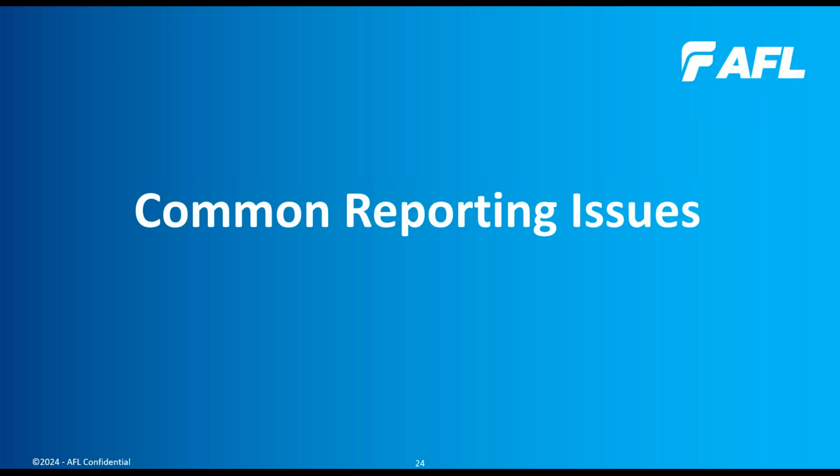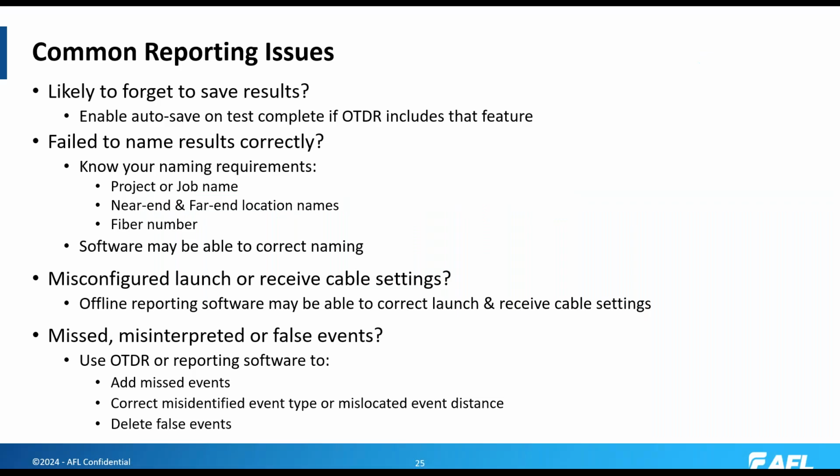So I'll start to wrap up here with common reporting issues. Did you forget to save your results? If that's a likely problem for you, enable autosave so that every time a test completes, the OTDR will automatically save the results into a folder that is under your control, and auto increment the fiber number so that your next test doesn't overwrite, but sequentially numbers your results.